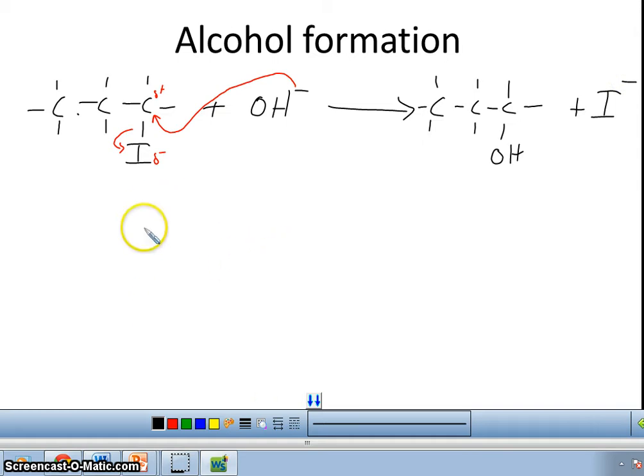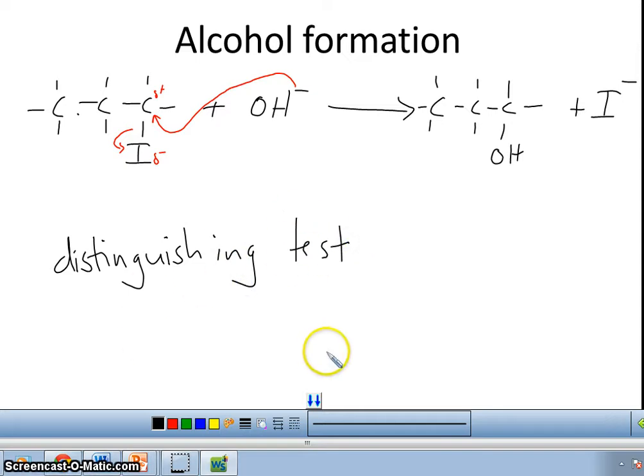Now primary and secondary ones are hydrolyzed to the primary and secondary alcohol. So if I had this iodo here, that would be secondary, and that would go to a secondary alcohol. Tertiary haloalkanes react faster, and that is a good distinguishing test between primary, secondary and tertiary haloalkanes reacting to the alcohols. Cool.